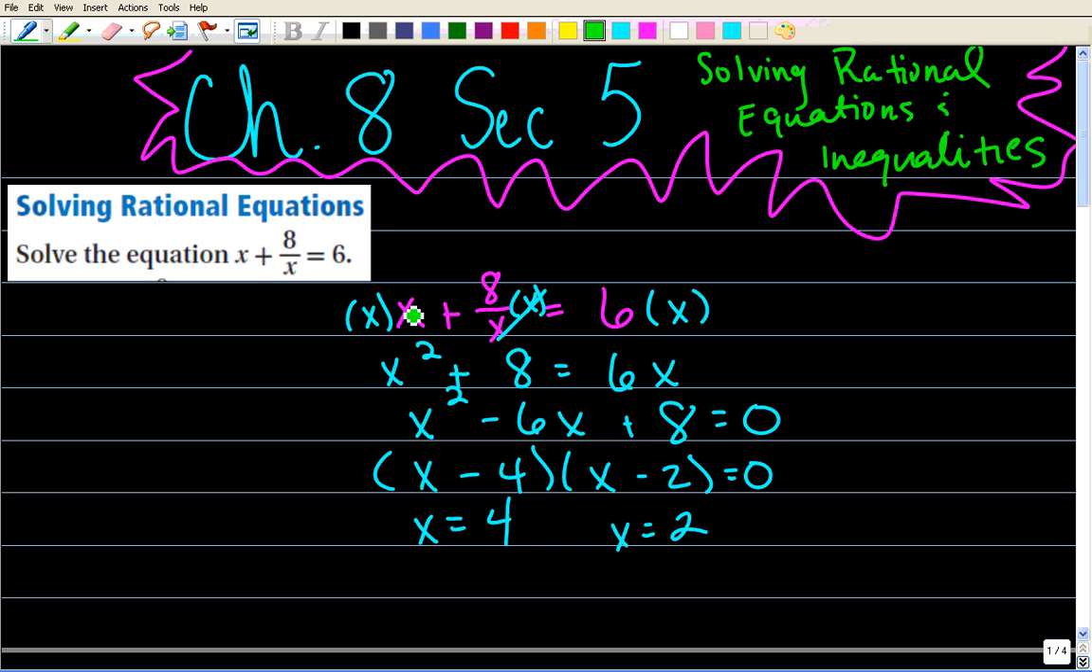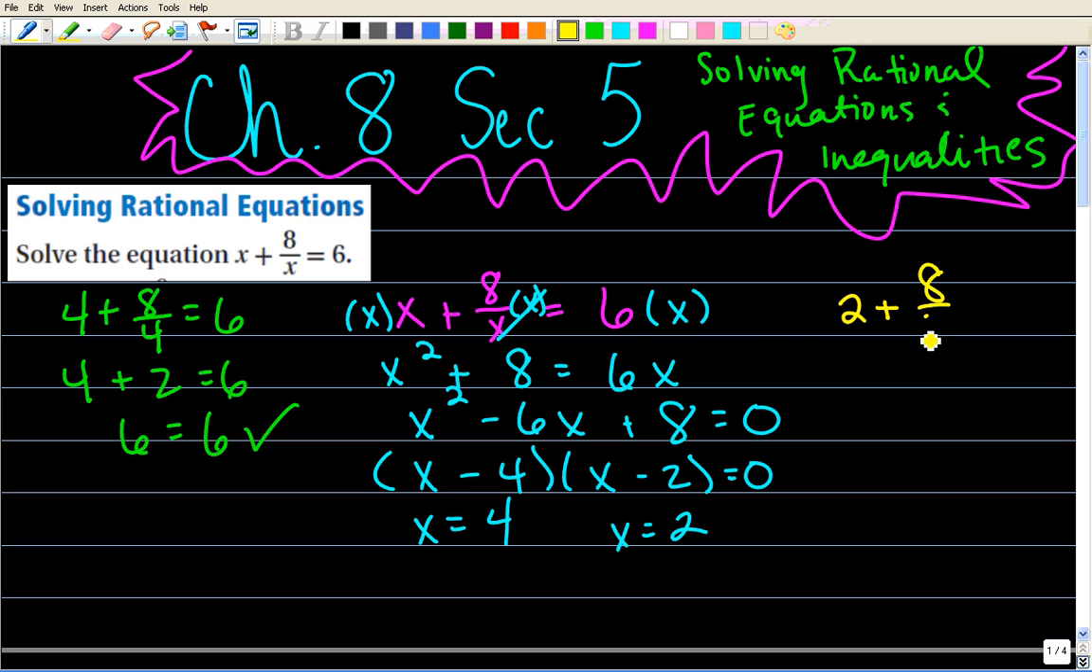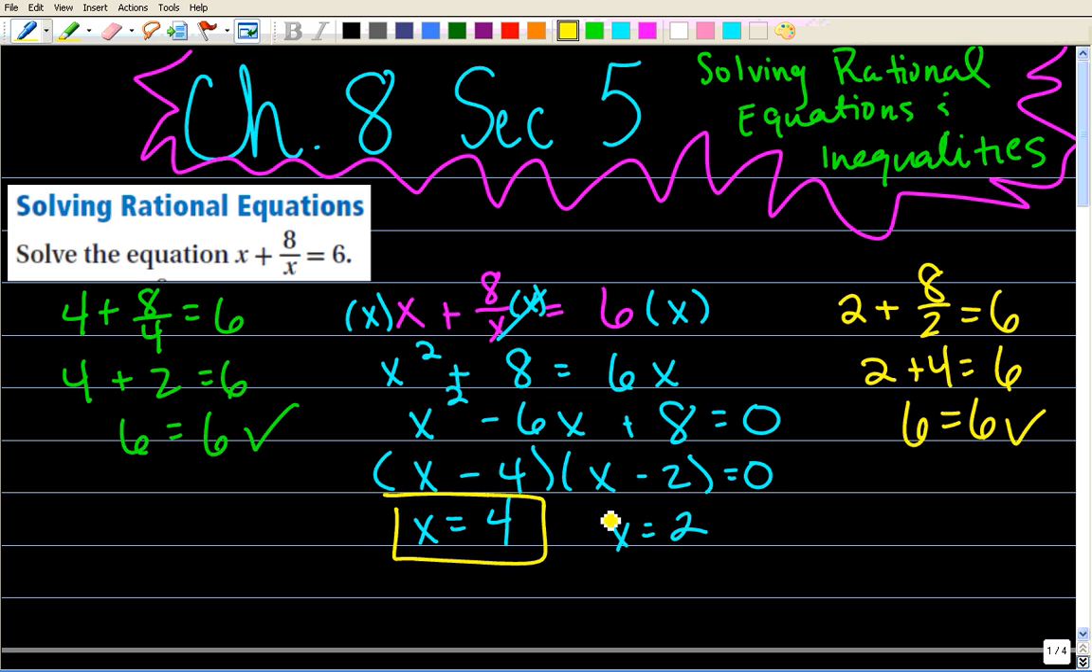So if we plugged the 4 back into the original, we'd have 4 plus 8 over 4 equal to 6. 8 over 4 is 2, so that'd be 6 equals 6, and that works out. And then to check the 2, I would have 2 plus 8 over 2 equals 6, so that'd be 2 plus 4. And in the end, we also get 6 equals 6, and that works out. So our solutions are both x equals 4 and x equals 2.